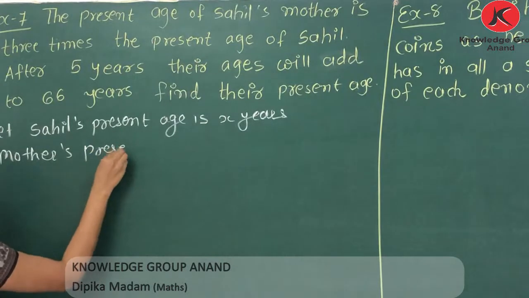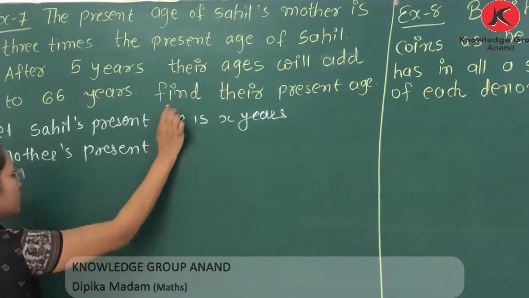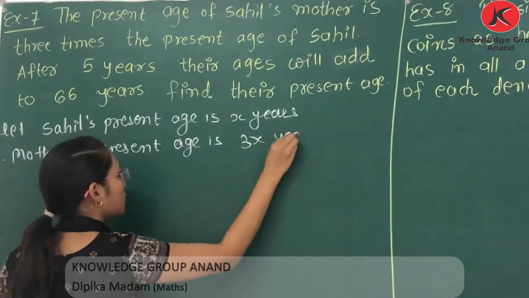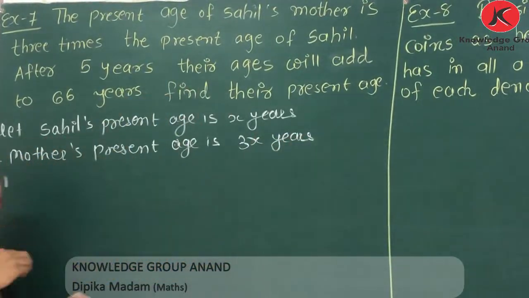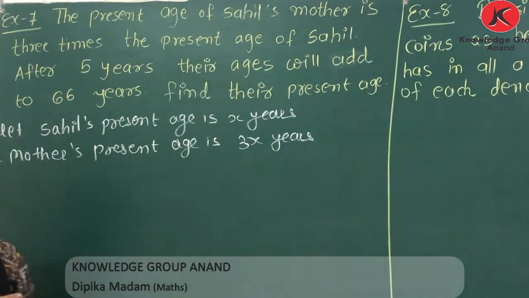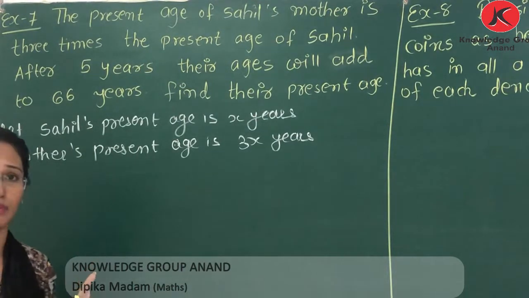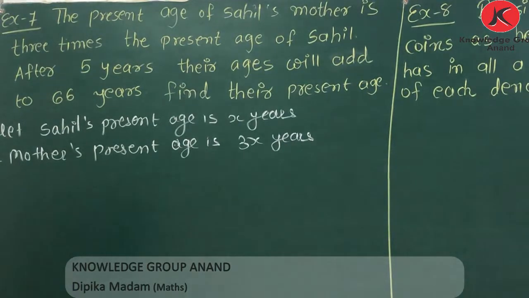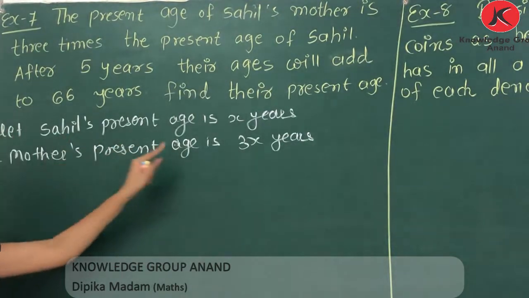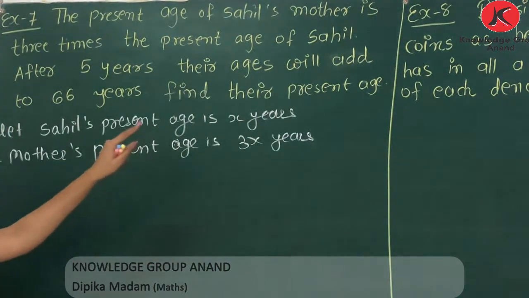Mother's present age is 3x years. 3 times means 3 multiplied by x, and if it is written 3 plus or 3 more, then you will need to add 3. Do not confuse these two statements. If it is 3 times, it means multiply by 3, and 3 more means add 3. So here it is written 3 times, which means we need to multiply with 3.